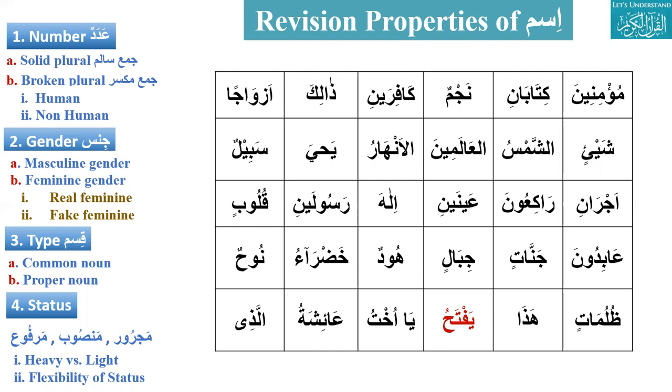And yaftahu, that would be marfu. Wow. What are these, number, gender, type, and status, Tanjeen? These are what? Properties of nouns. Properties of ism, please. They're the properties of ism. Okay, and so all these properties you told me. I am going to repeat the same question with Borak.